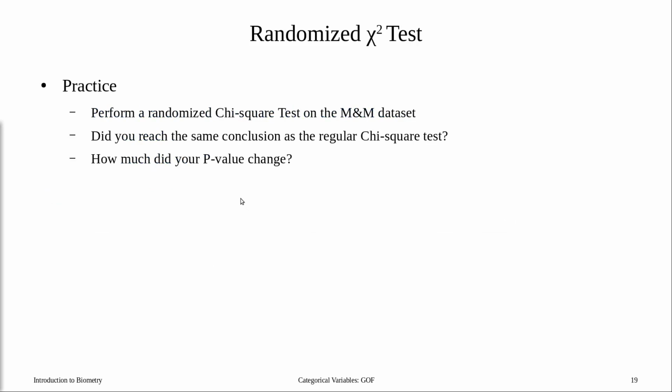So as one more practice, go ahead and run the randomized chi-square on the M&M dataset. And the question: do you reach the same conclusion as a regular chi-square test? And how much did your p-value change? So pause the video. Run your randomized chi-square test on the M&M data set and see if you get the same results.